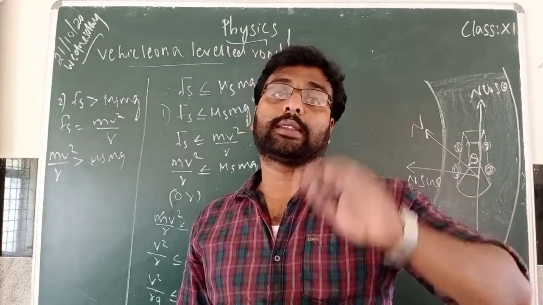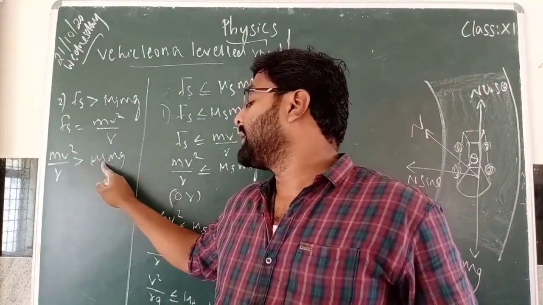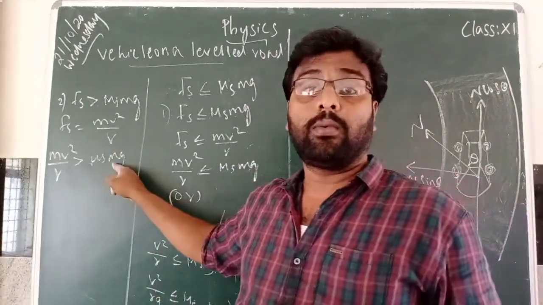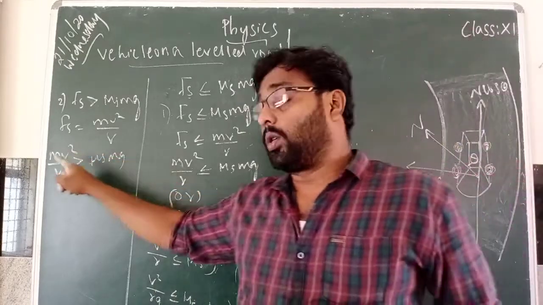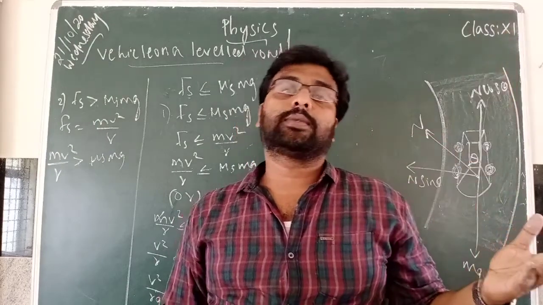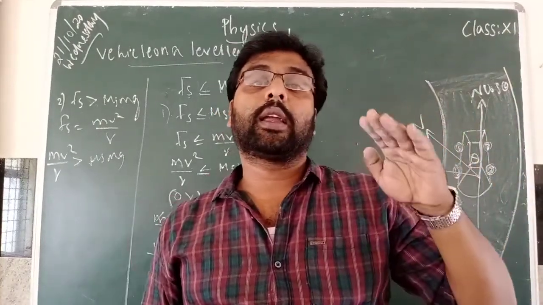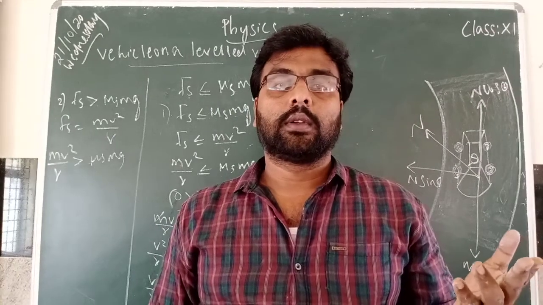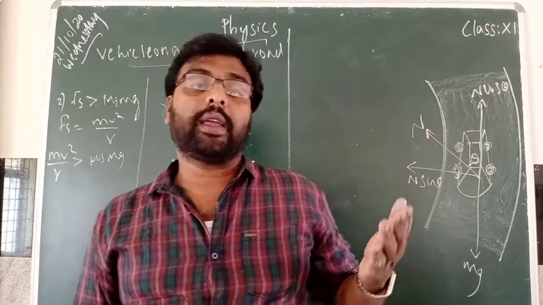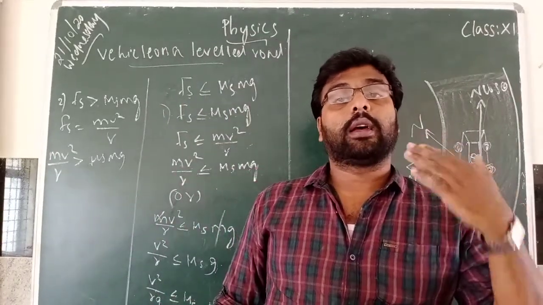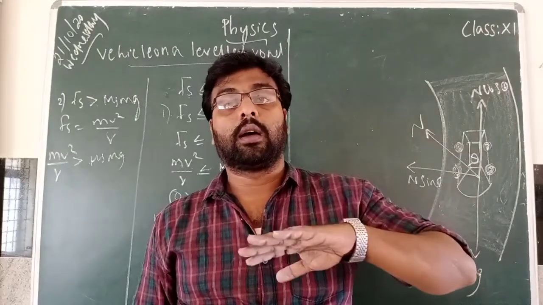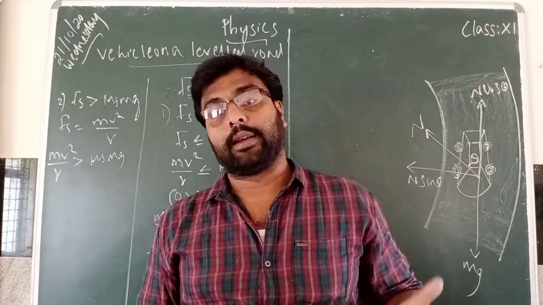The centripetal force is provided by the frictional force. This centripetal force is greater than what the coefficient of static friction allows. So the centripetal force is more. How can this frictional force provide enough centripetal force? In this condition, the static friction is not able to provide enough centripetal force for a safe turn. Now the vehicle starts to skid.